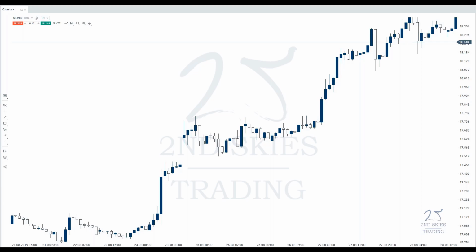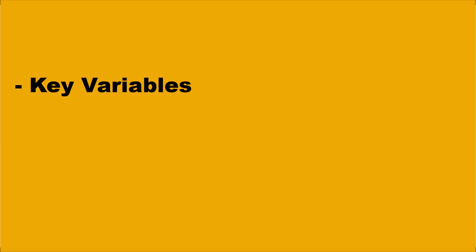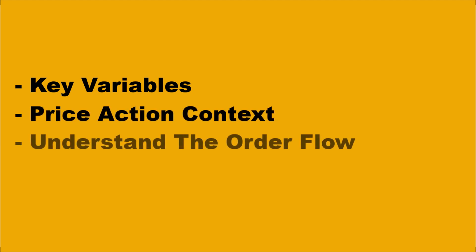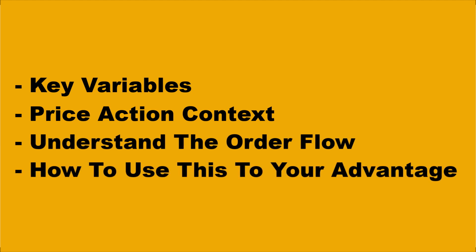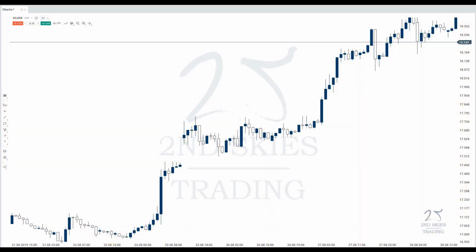And so what we're going to do in this video is go over some of the key variables you're going to want to look for in this particular pattern, what you want to look for in the price action, how you want to understand the order flow behind it, and how you can use that to find high probability breakout trades. So we're going to go over a few variables, then I'm going to give you some examples of breakouts, and then I'm going to give you some simple tips that you can use for trading breakouts.